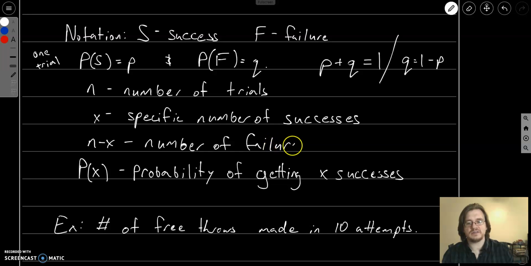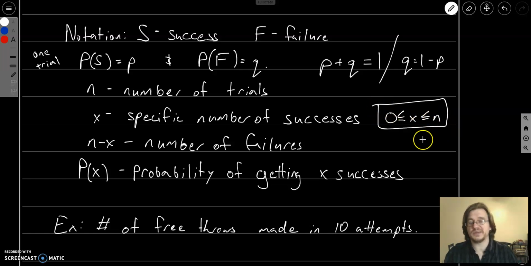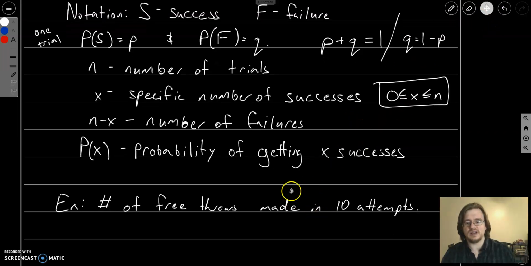And on top of this, what are the possible values for X? Well, we could succeed no times, or we could succeed every time. So X would have to be somewhere between 0 and N. If we flip 10 coins, we can't get 15 heads. That doesn't make sense.